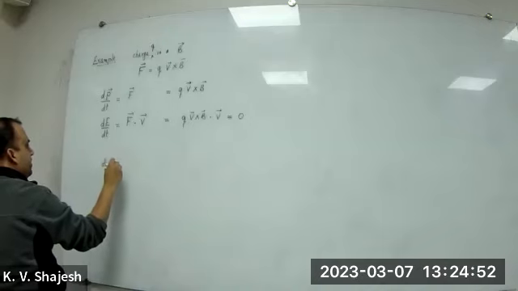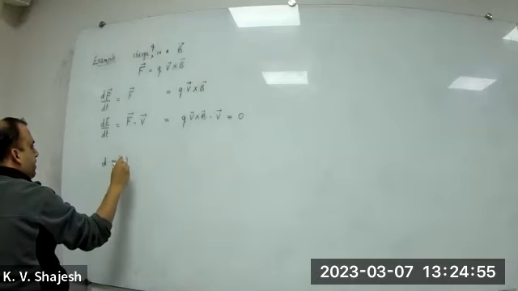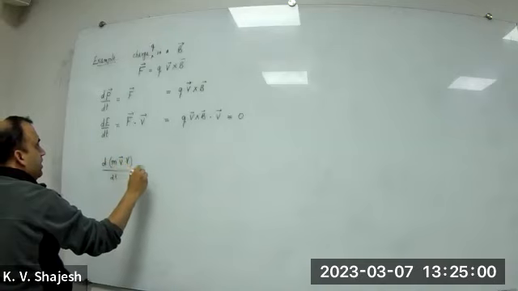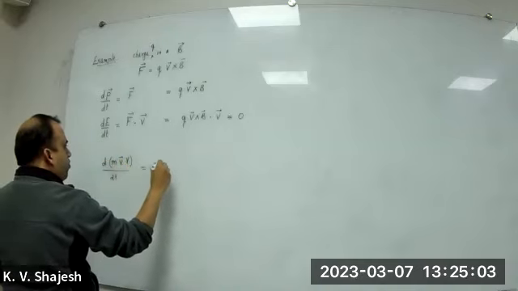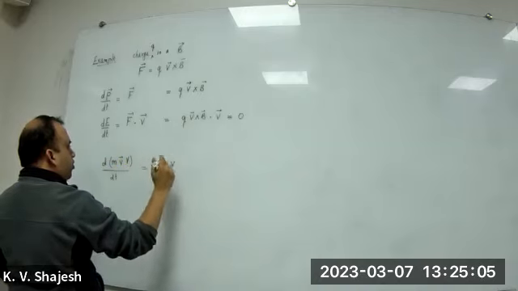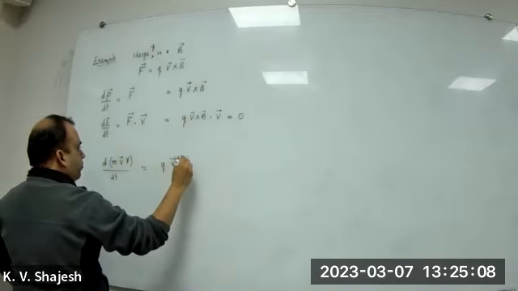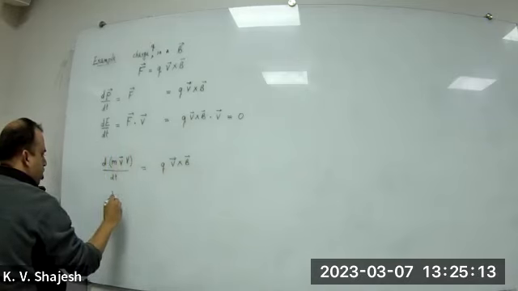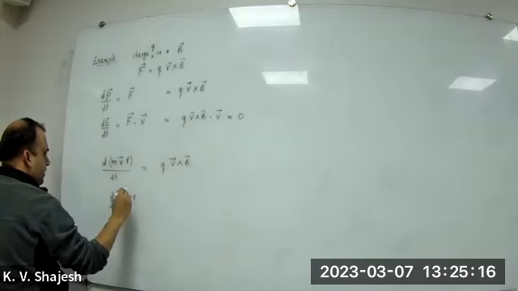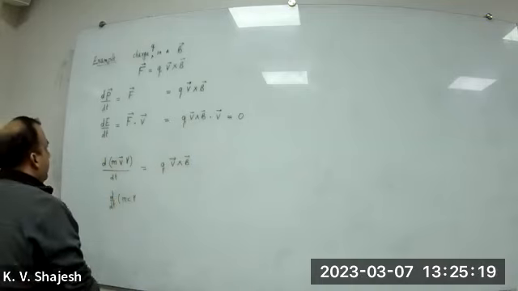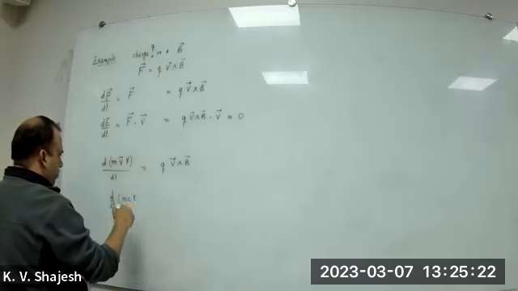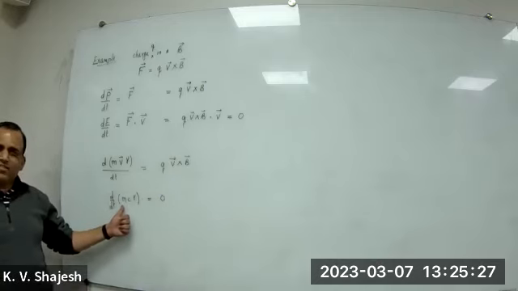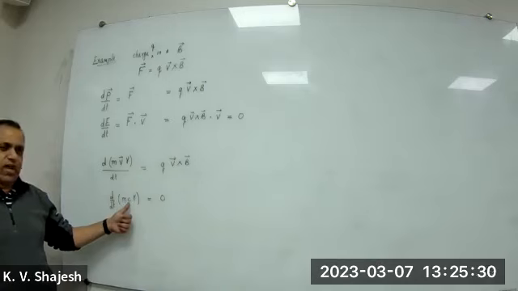P is m v gamma, right? dP/dt, that's momentum, is equal to Q v cross B. And here the condition is d/dt of mc squared gamma over c, energy over c, is equal to 0. Mass remains the same. Speed of light remains the same.